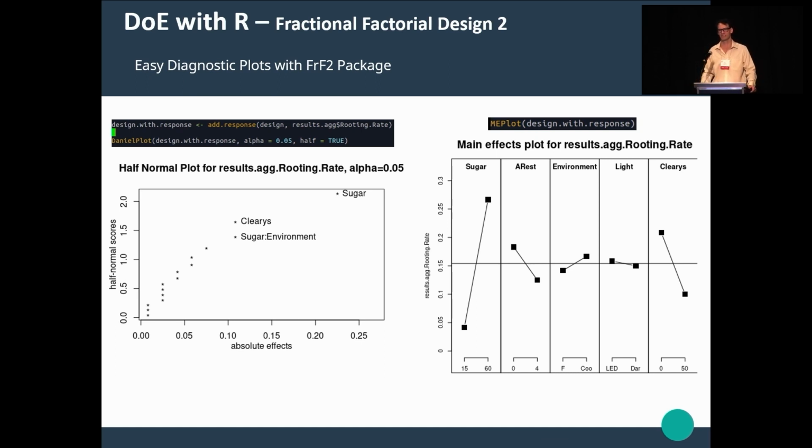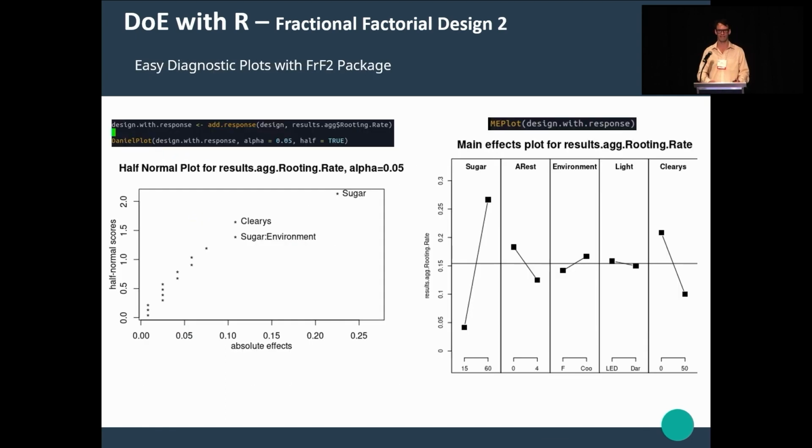I can't actually see if it's a good effect or a bad effect from that picture because it's only an absolute value of it. People will often look at just a normal plot, which has the positive effects on one side and the negative effects on the other side. So it tells me that the sugar in this use is probably important. The fungicide that I have included in there is probably important, and then same with an interaction between the sugar and the environment.